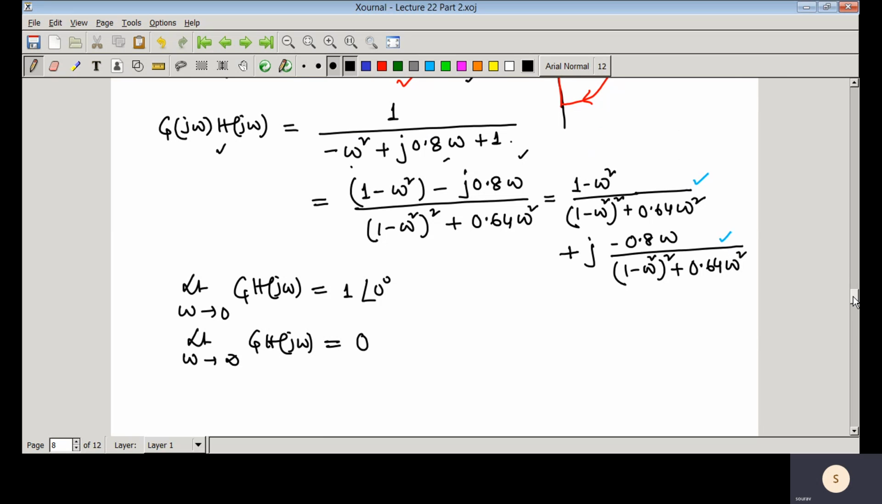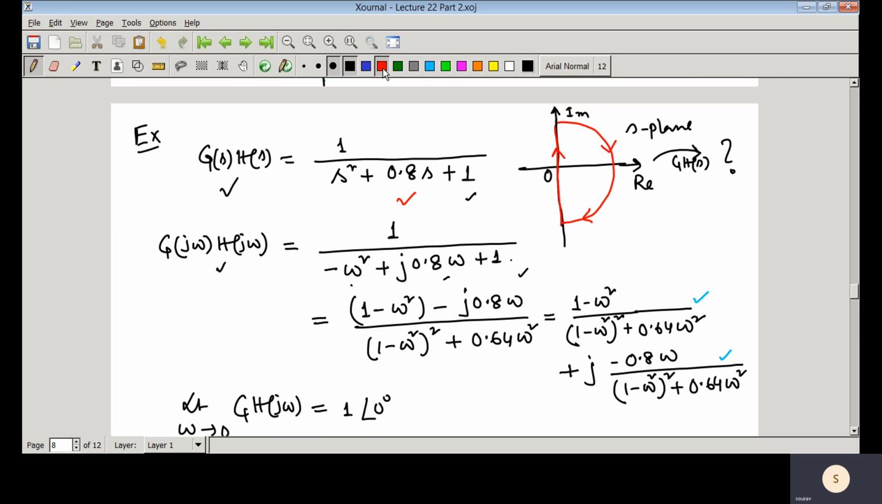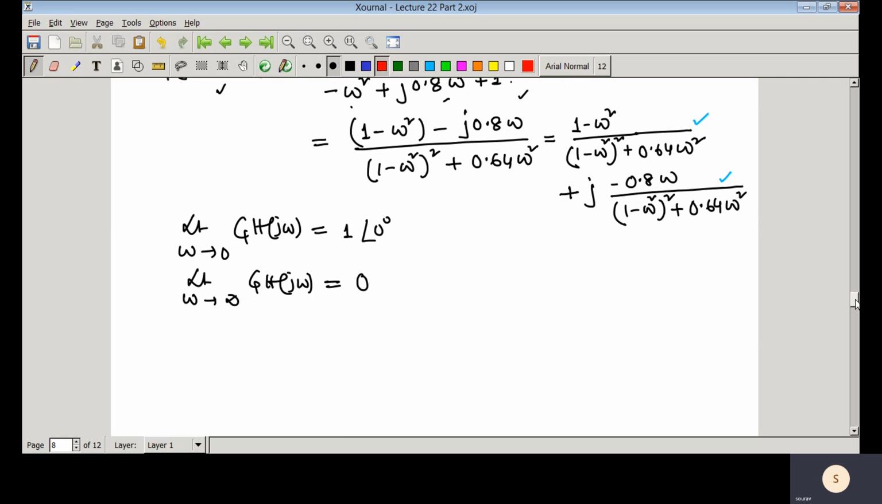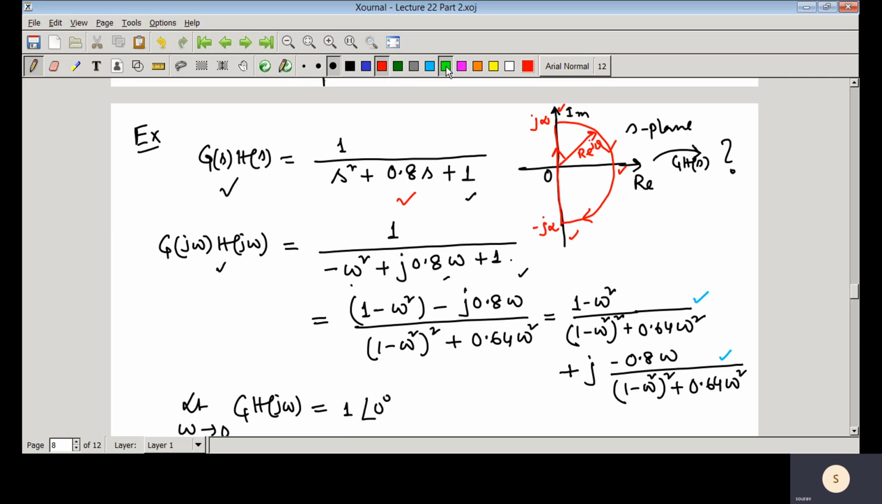Now as we have discussed earlier, this is the j infinity and this is minus j infinity, and this particular radius is r e to the power j theta, and here you can see that r is tending to infinity and theta is varying from plus 90 to 0 to minus 90. So let us see how to get the mapping of this particular part.